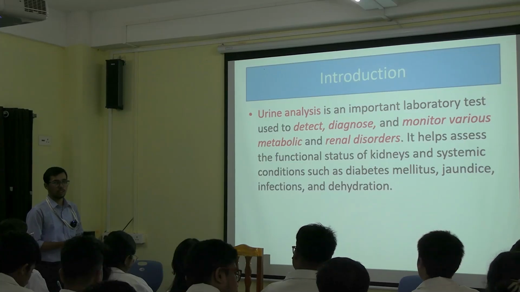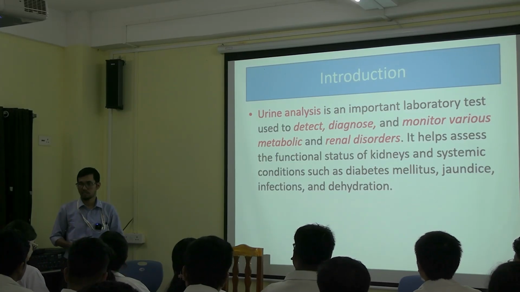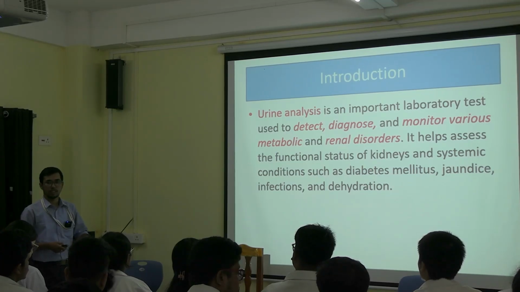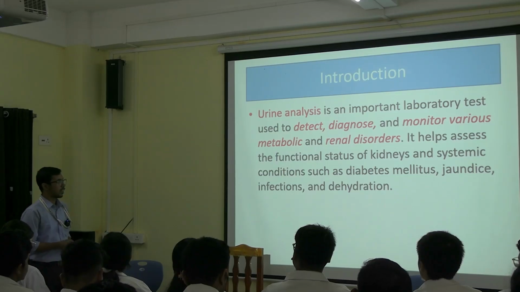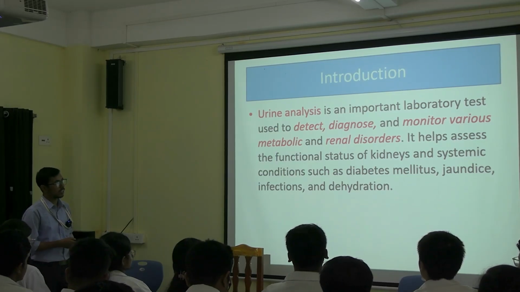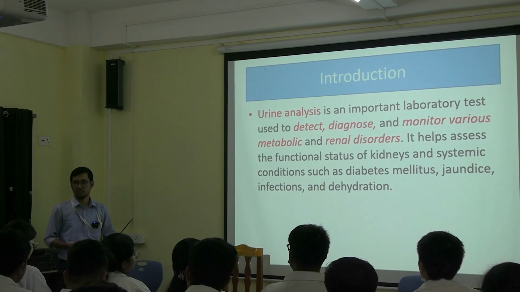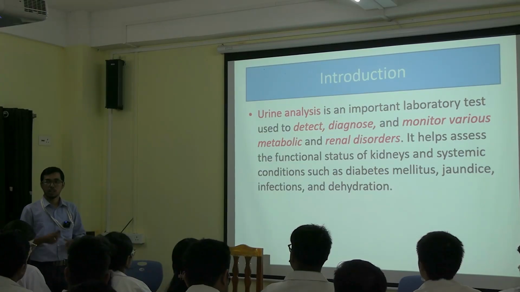Then what happens in jaundice? Anyone? Yellowish discoloration of the sclera. Okay, so your urine also gets yellow discolored. High concentration, high colored urine. Then infection is there. Then dehydration. In dehydration, what happens? We drink less water in winter season. If you drink less water, then urine will be concentrated. Okay, then color will be yellowish, deep.